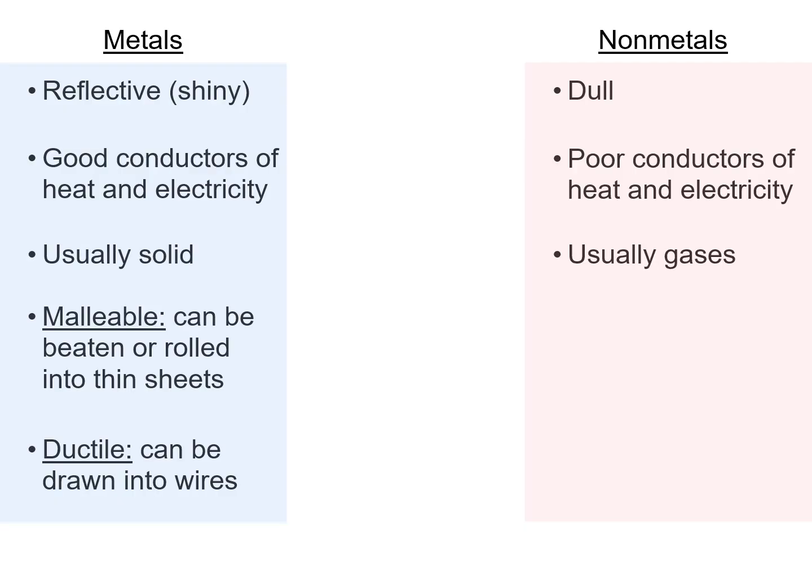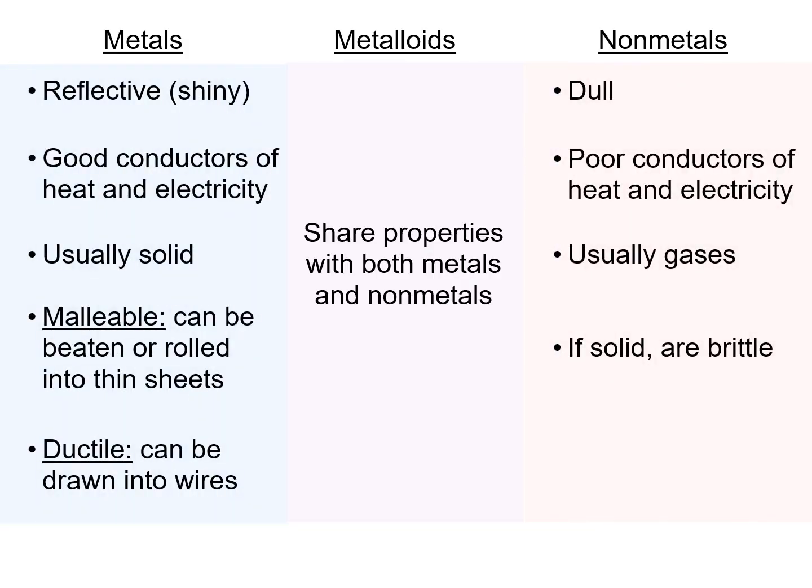Nonmetals are usually gases, and if they are solid, they're going to be brittle. Sulfur is a nonmetal. That is a solid, but you can crush solid sulfur in your hand, so it's very brittle. Metalloids, like I said, kind of sit in the middle, so we've got a Venn diagram of sorts. Metalloids are going to share properties with both metals and nonmetals. Metalloids are shiny, but not as shiny as metals. They will conduct electricity under some circumstances, but not as well as metals do.